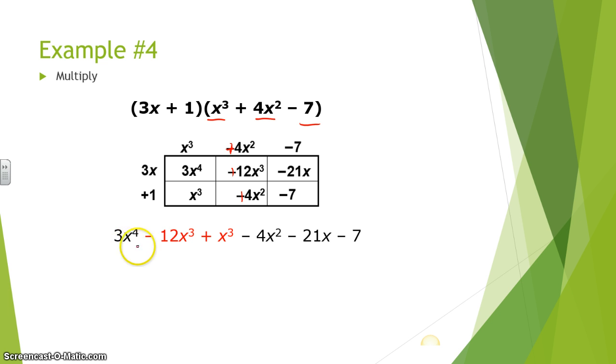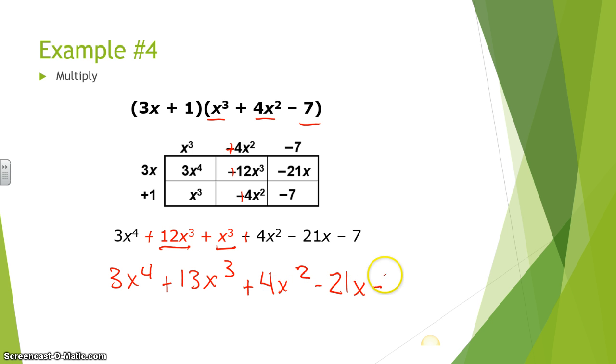So then what I'm going to do is I'm going to find my like terms here, and I can combine those. This is actually going to be a positive 12x to the third and a positive 4x squared. So then where I find my like terms is the 12x to the third, x to the third. So my final answer here is going to be 3x to the fourth plus 13x to the third plus 4x squared minus 21x minus 7.